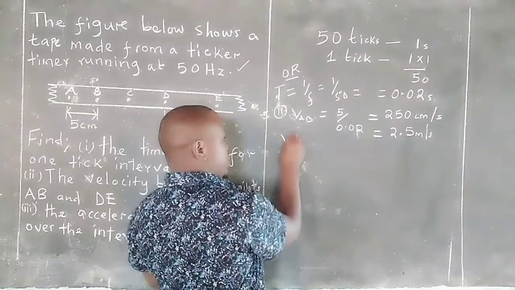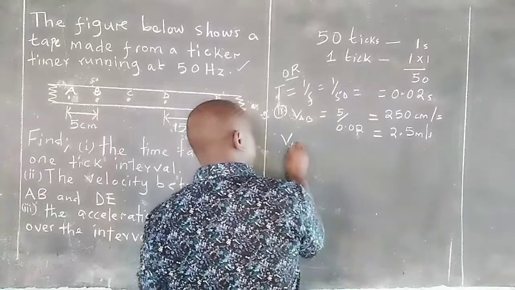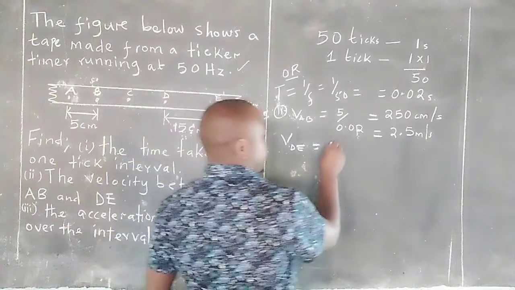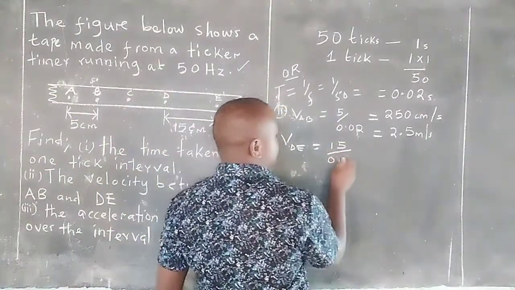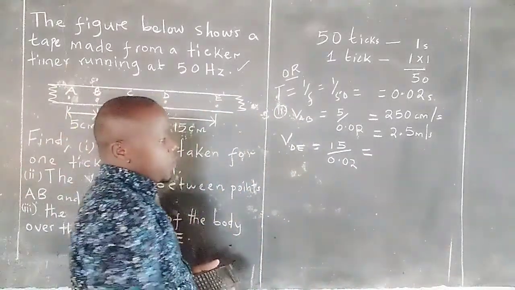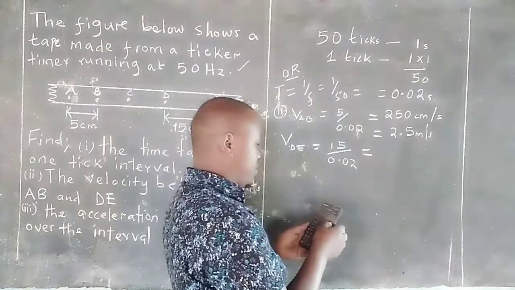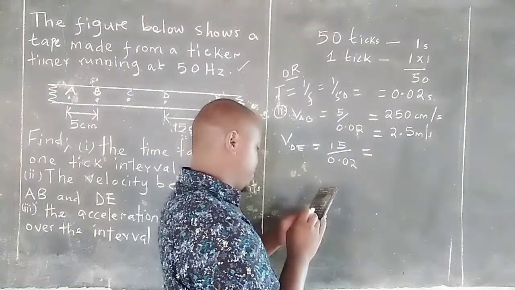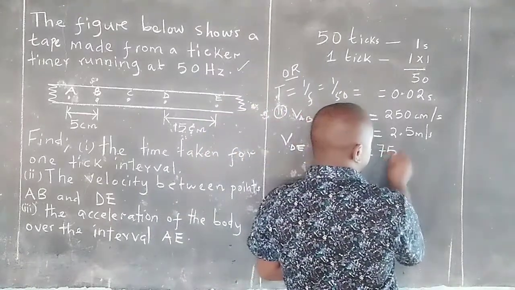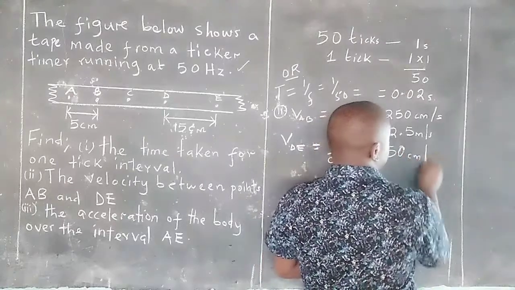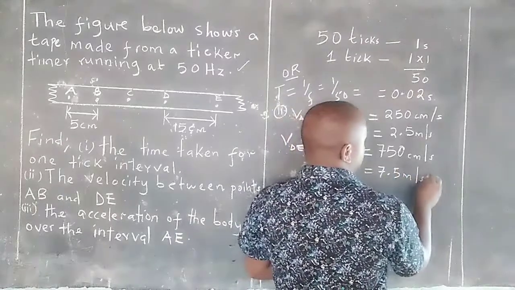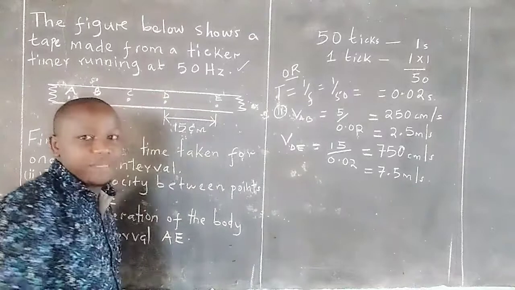The other one is velocity between D and E. The distance between D and E is 15 centimeters, and because it is just one interval between D and E, we divide by the time for one interval, which will be 15 divided by 0.02, and this gives us 750 centimeters per second, which is 7.5 meters per second.